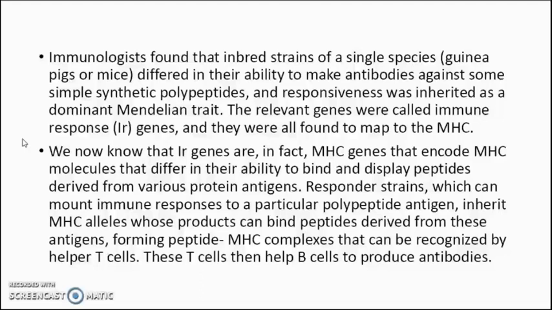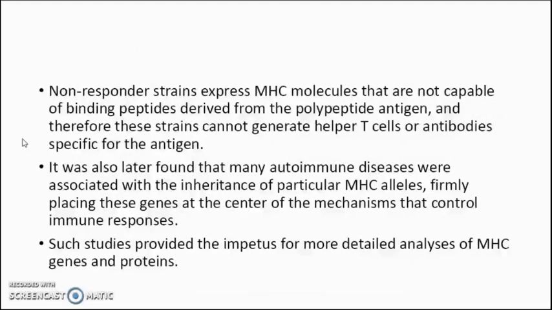Responder strains, which can mount an immune response to a particular polypeptide antigen, inherit MHC alleles whose products can bind peptides derived from those antigens, forming peptide-MHC complexes that can be recognized by helper T cells. These T cells then help B cells to produce antibodies. Non-responder strains express MHC molecules that are not capable of binding peptides derived from the polypeptide antigen, and therefore these strains cannot generate helper T cells or antibodies specific for the antigen.